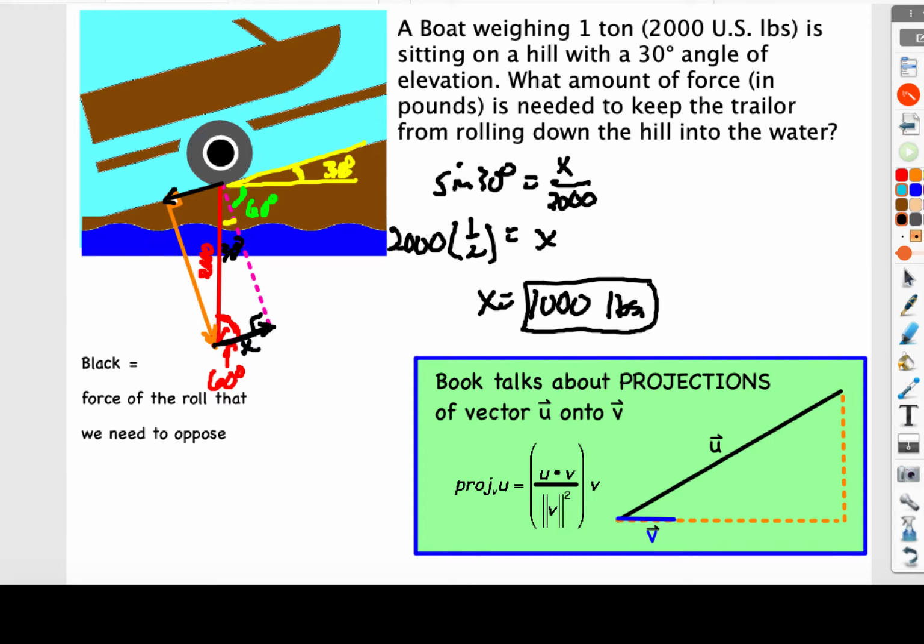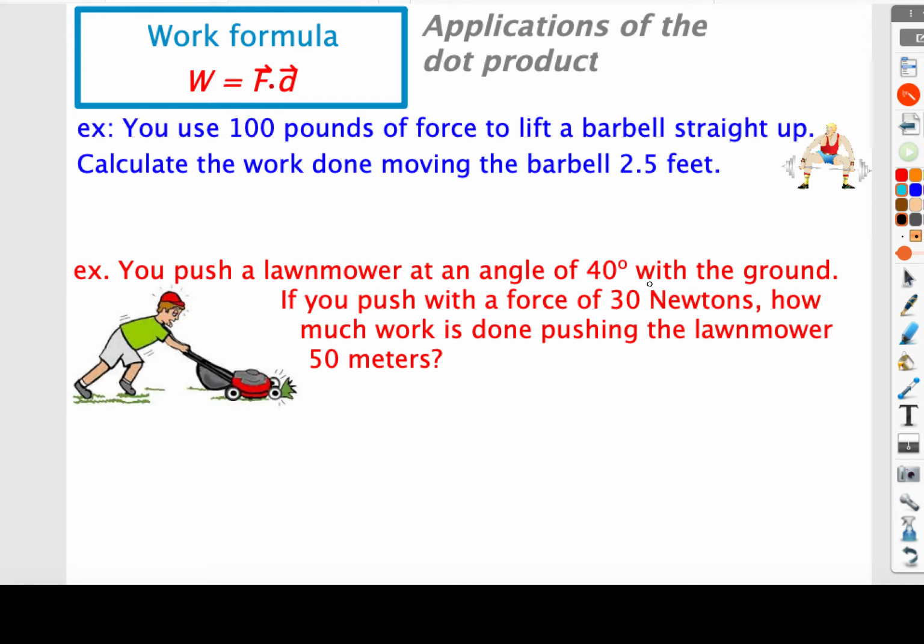They're not bad things. One other really good application of a dot product, a good place we can use a dot product, is finding the work done between two objects. The work done is basically the dot product of the force vector, how much force it takes to move something, times its distance vector, or direction vector. So you use 100 pounds of force to lift a barbell straight up. If we took a look at that, we're going to lift directly upwards. So the vector 0, 100 makes sense. We're going straight up with our vector. Calculate the work done in moving that barbell 2.5 feet.